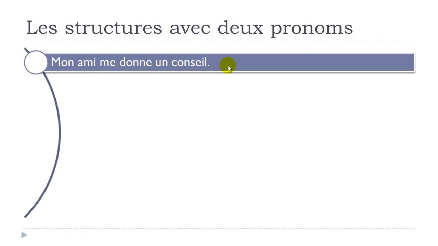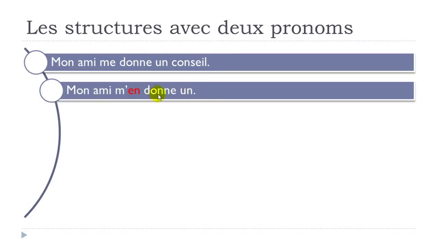So let's say that we would like to replace un conseil in that case, and we saw in the previous lesson that un conseil could be replaced with en, okay? And so, mon ami, me, so it should be before, if you remember what we saw previously, so me should be in the first position, and then en should come right after, and then the verb, all right? But then if you remember, me, and then en is starting with the vowel as well, so the e should go away. That's the reason why you will have this M apostrophe, so m'en donne un, all right?